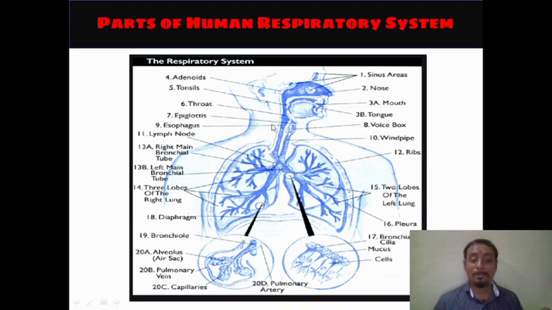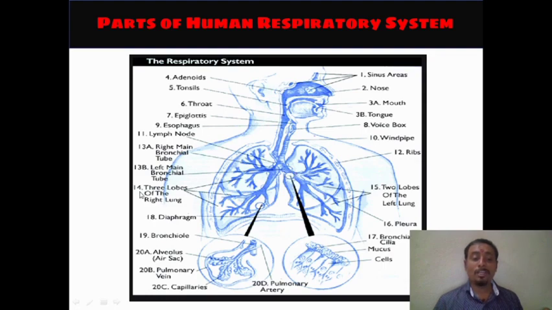Seventh part, epiglottis. Eighth part, voice box. Ninth part, esophagus. Then the 10th part, windpipe. 11th part, lymph node. And the 12th part, the ribs. 13th A, the right main bronchial tube. 13B, the left main bronchial tube.